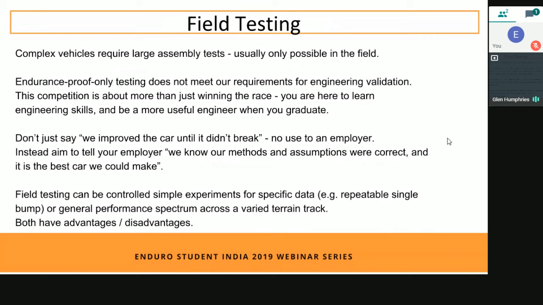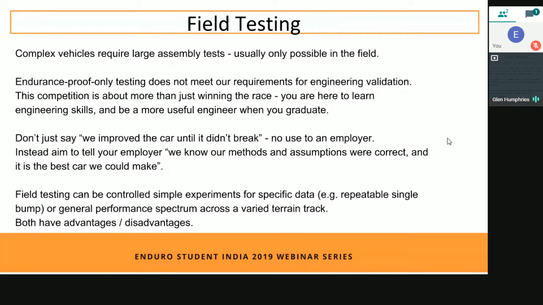So complex vehicles, large assemblies. Some assemblies you can test in the workshop, but for the most part, if we're testing the entire vehicle together as one, we need to take it out and drive the thing. But it's not just as simple as going out and driving it until it breaks, and then fixing the bit that broke and starting again. So that's sort of endurance proof only testing. And it doesn't really meet our requirements for engineering validation.